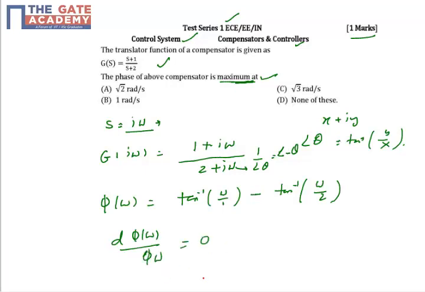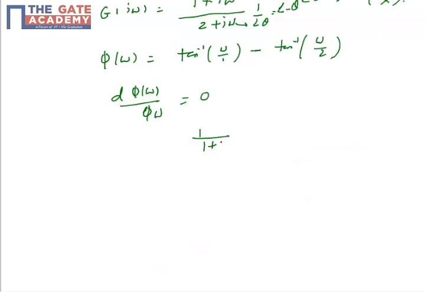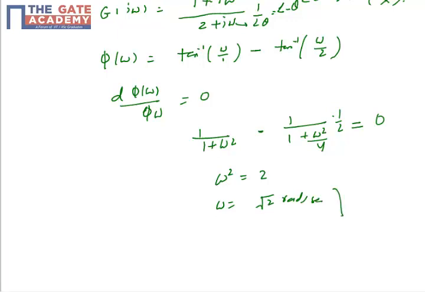So just use the trigonometric formula: 1 upon 1 plus omega square minus 1 upon (1 plus omega square by 4) into 1 by 2 is equal to 0, right? Again, just take the LCM, solve it, do the calculation. You will get omega square is equal to 2, or omega is equal to root 2 radian per second, right? We have only one critical point, so there is no point of minima. It will be maximum only.